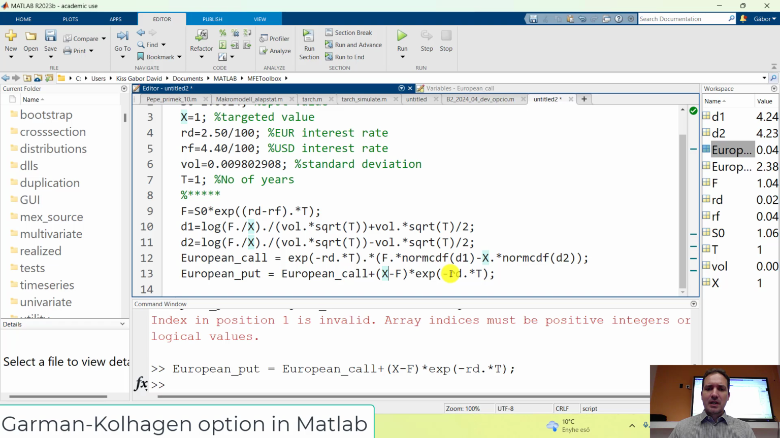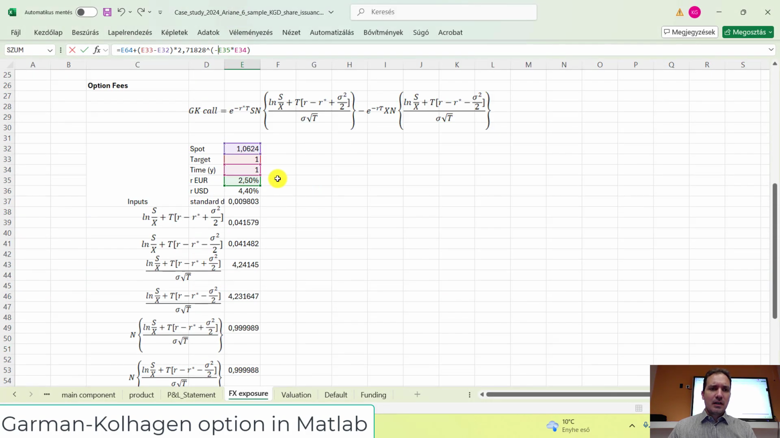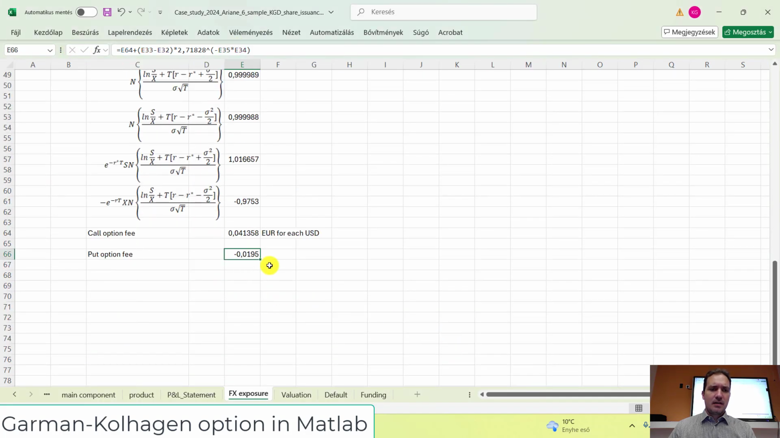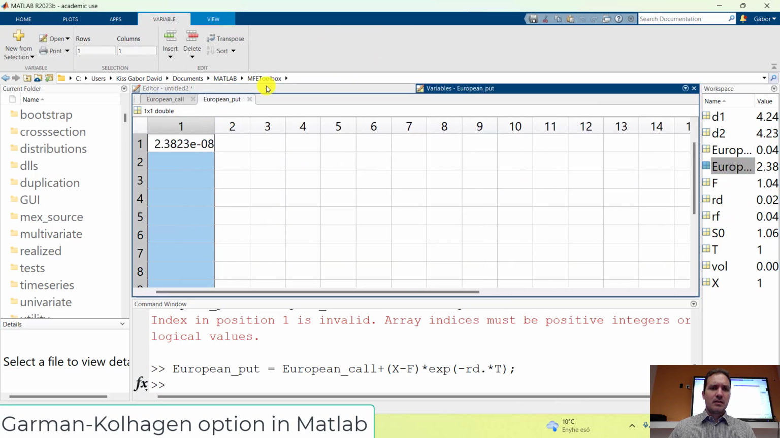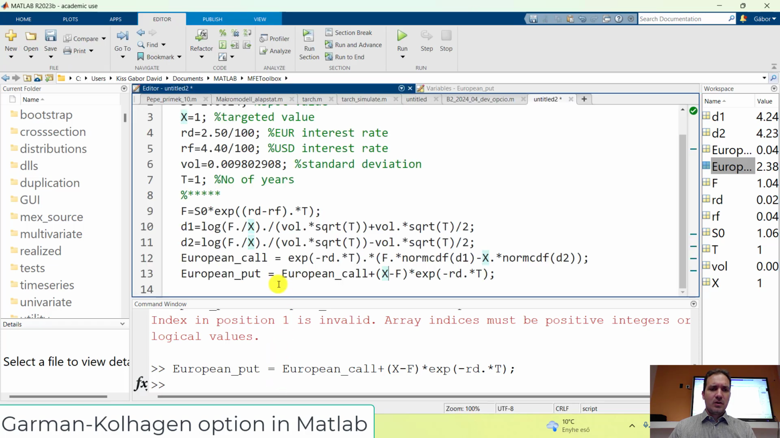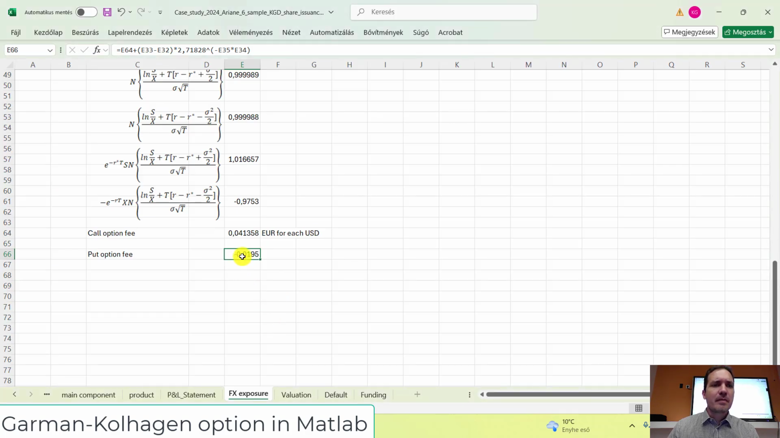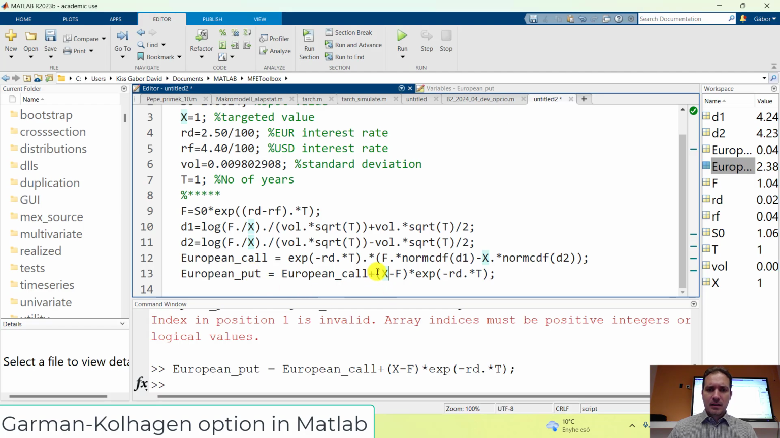Euler number, and here we have again the negative domestic interest rate, it's already there, and also the time. Put option fee should be, this says it's close to 0 and the other says it's negative. So where is the typo? Sorry. Targeted minus spot, this is the F, which is all these things here.